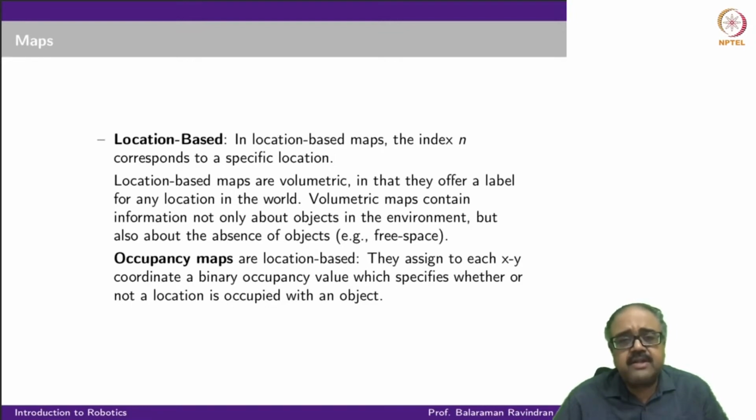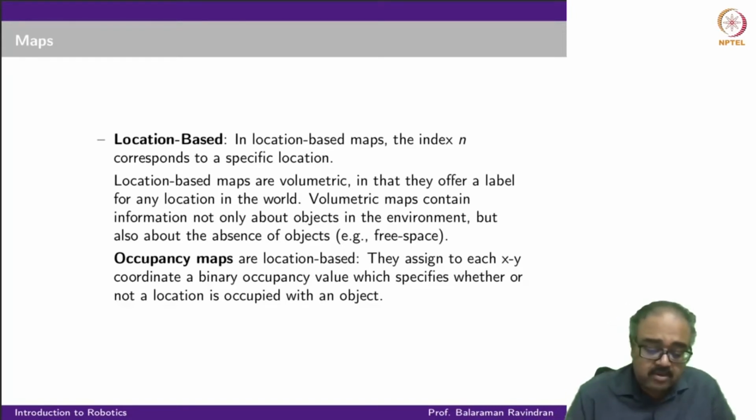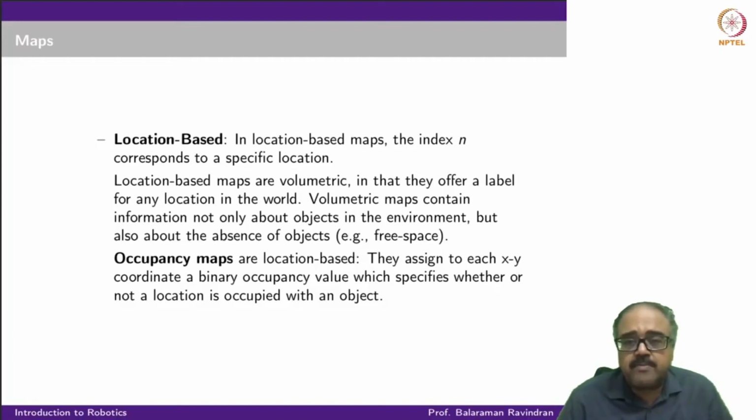So for the rest of the lecture, I'll look at a specific kind of location-based map which is very popular, called occupancy maps, or occupancy grids. Basically, the idea here is they assign to each xy coordinate a binary occupancy value. It's either 0 or 1. 0 means the location is free, 1 means the location is occupied. That's why it's called occupancy maps. So I can query any location in the world and figure out whether that location has an object or does not have an object.